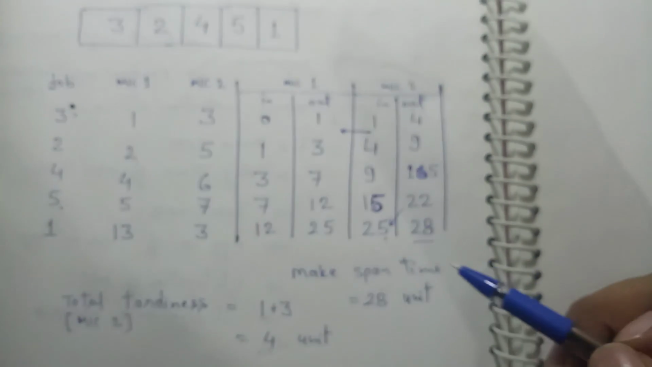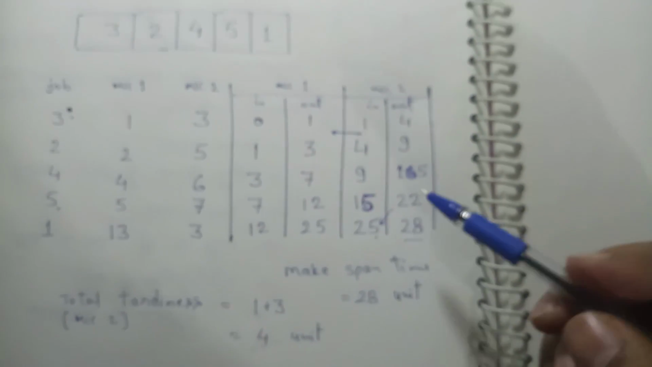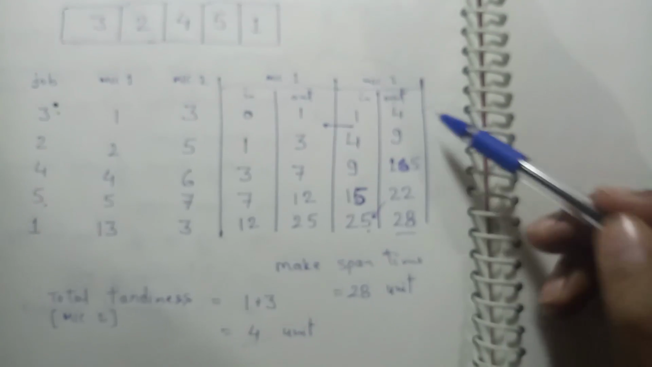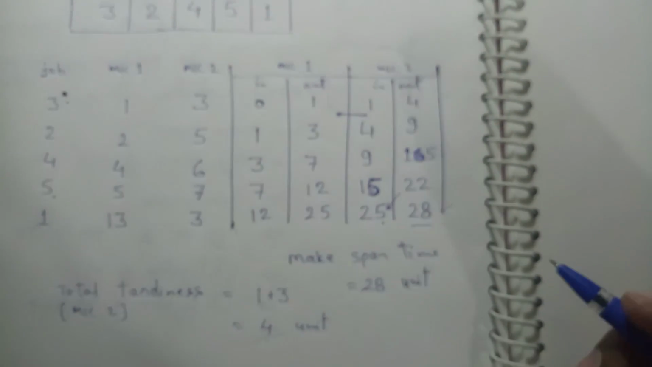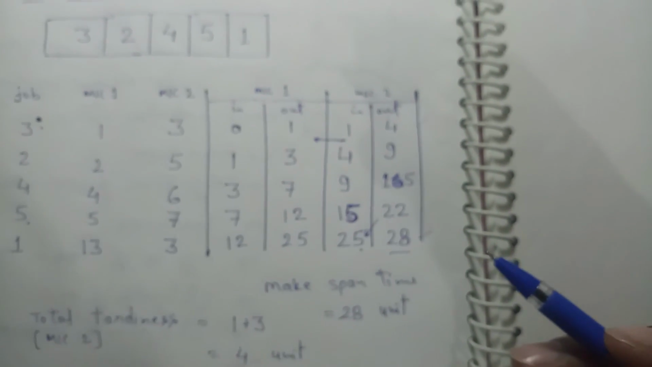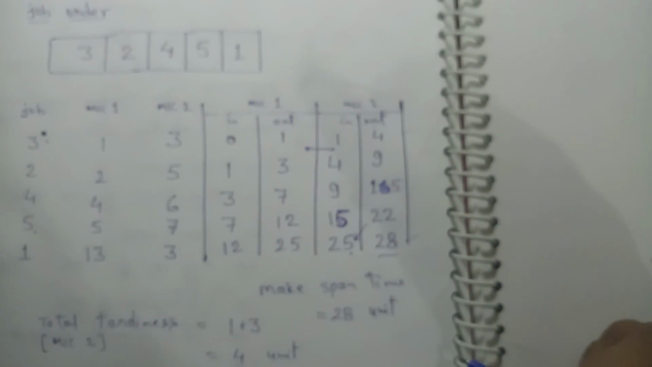Okay, now we can similarly find out the number of tardy jobs. You can simply say here the number of tardy jobs is 2. Then you can simply find out how many jobs, and the average flow time.